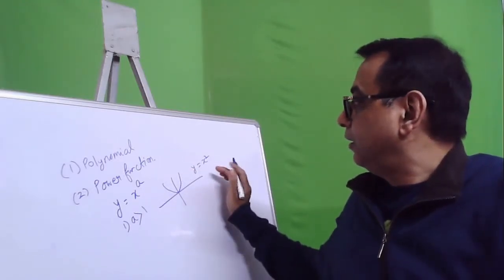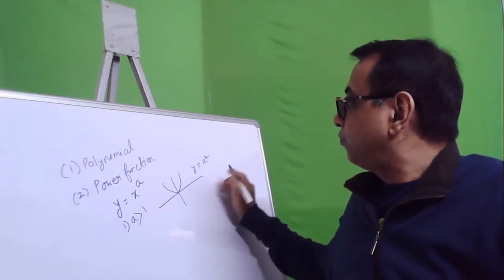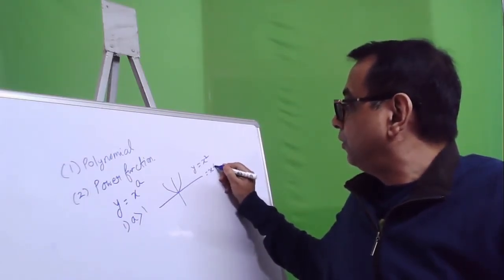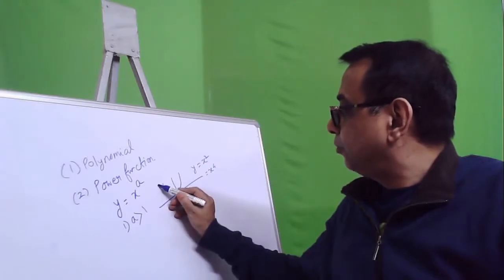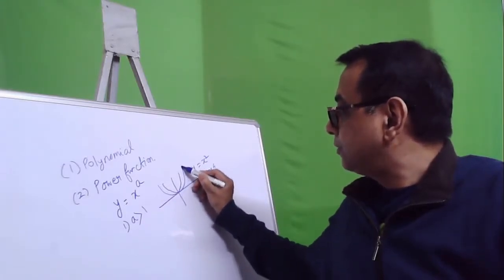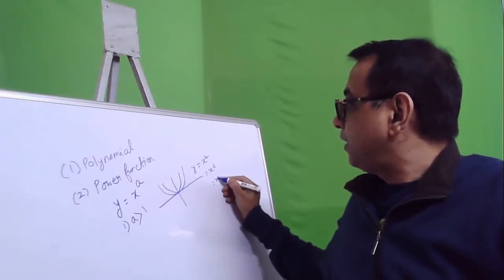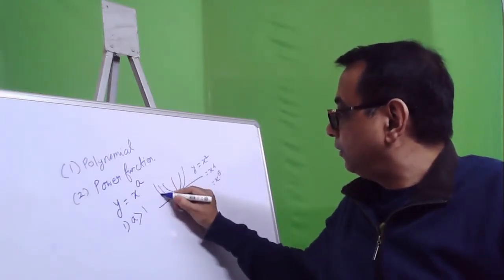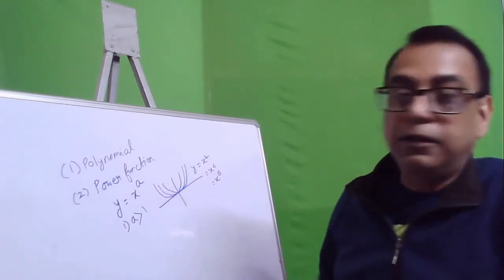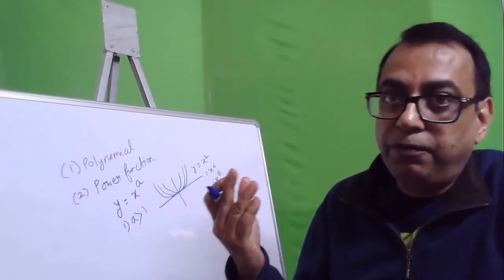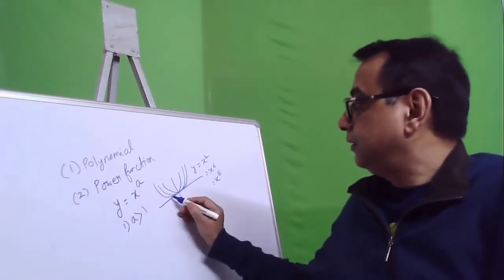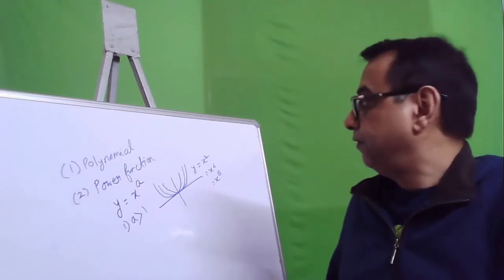Okay. If y is equal to x to the power 4, in this case it will be like this. If it is x to the power 6, it will be like this. The more the even power, the flatter will be the curve.